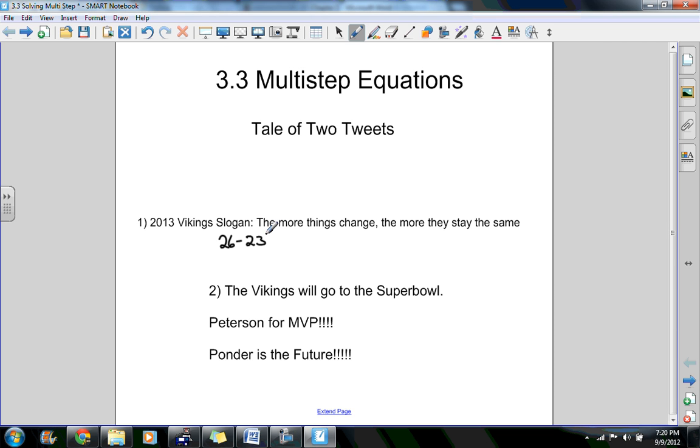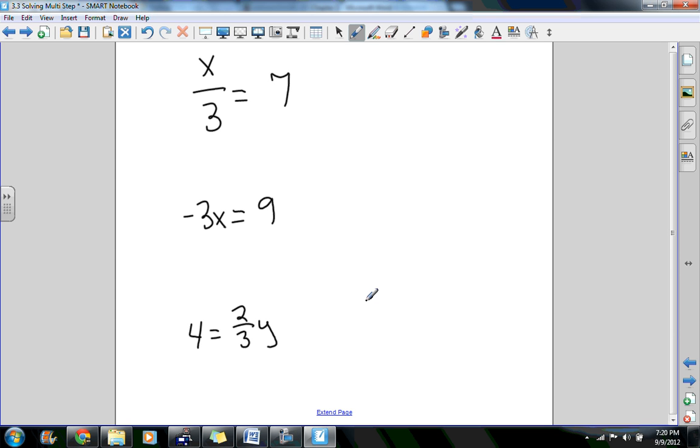And then about 10 minutes later, the Vikings had won the game, and I tweeted, "The Vikings will go to the Super Bowl. Peterson for MVP. Ponder, ponders the future." So as a true Vikings fan, my faith is quite bipolar depending on what the score of the game is. I hope that gave you a little bit of a chuckle. And for any Packers fans out there, I understand that the Vikings will not actually go to the Super Bowl or playoffs for that matter.